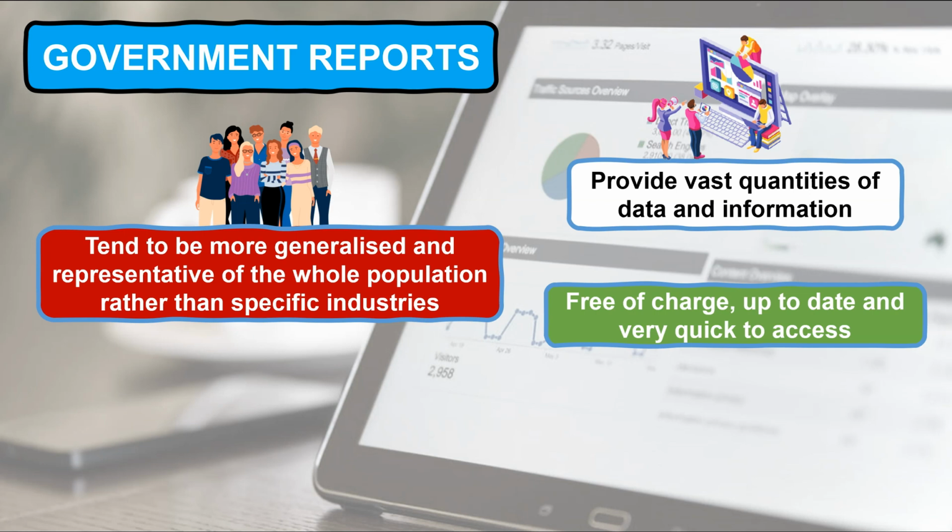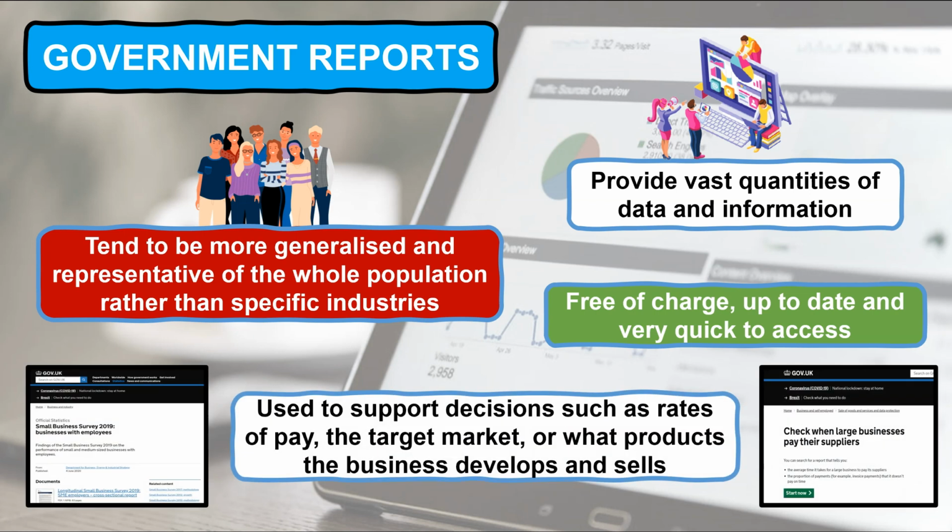An example of a government report which could be useful for small and medium-sized businesses is the Small Business Survey Report, which provides information and data about the performance of small and medium-sized businesses and the factors that affect their performance, including employment and turnover, ambition and expected future performance, and any obstacles to business success. Alternatively, businesses can access government reports which provide data and information about the average time it takes for a large business to pay its suppliers, or the proportion of payments that it does not pay on time.